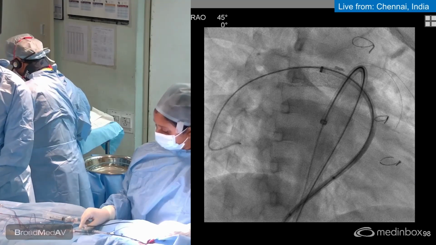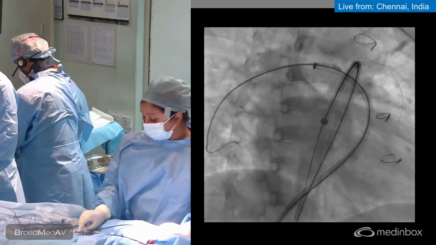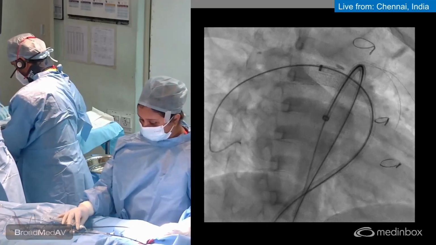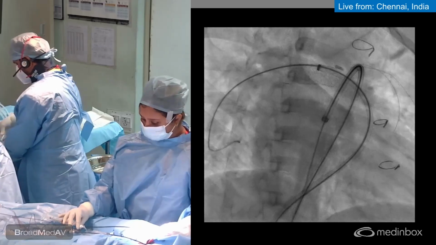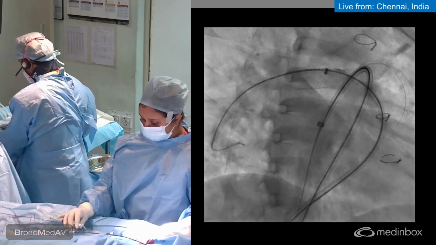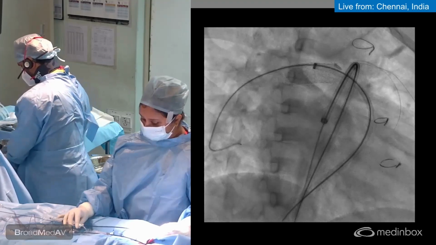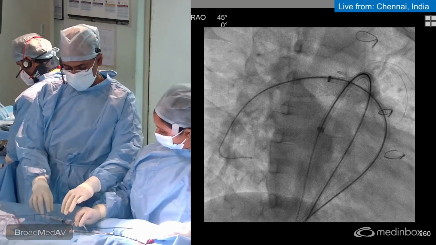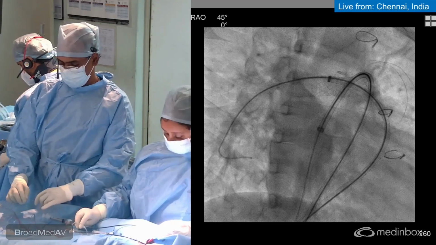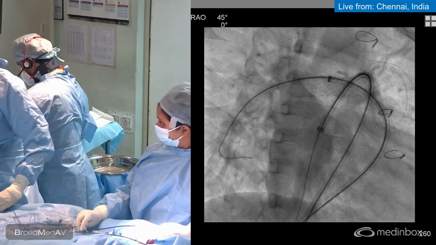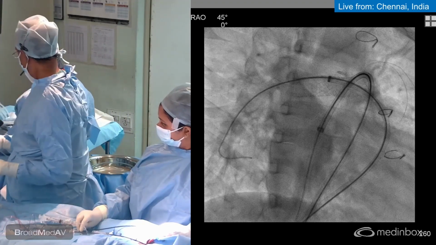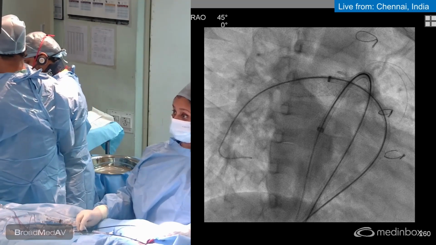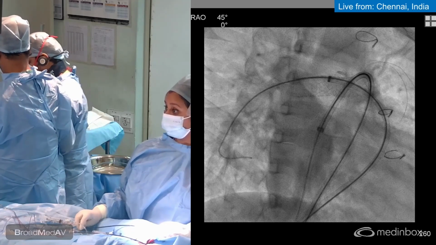So the balloon comes out. Fluoro. My sheath is within 50% of the stent. So when the next balloon is going through the stent, it's going to be partially protected. So this is a Boston Scientific Mustang balloon, 12 into 2, right? 12 into 2.